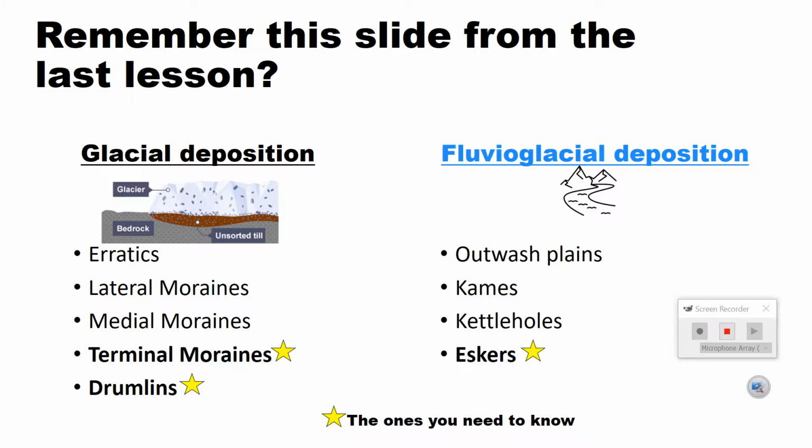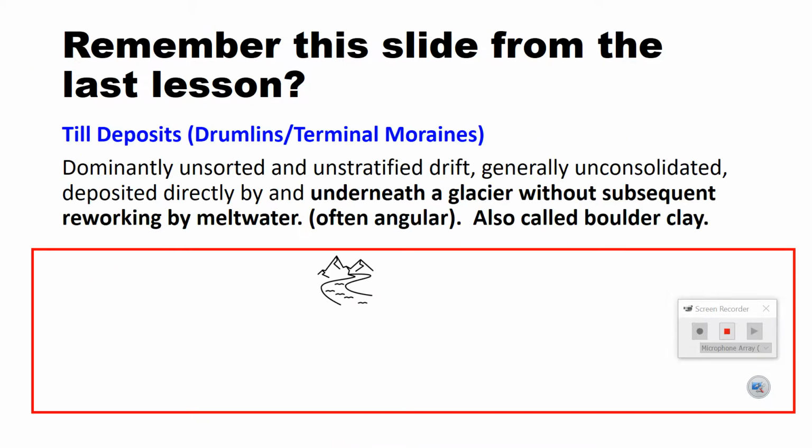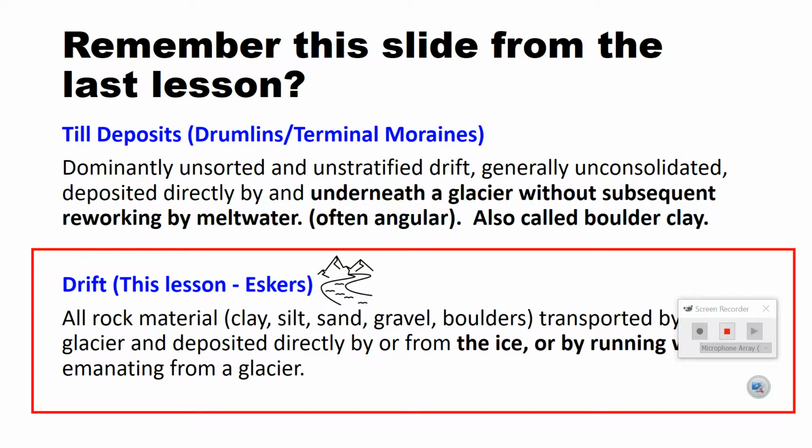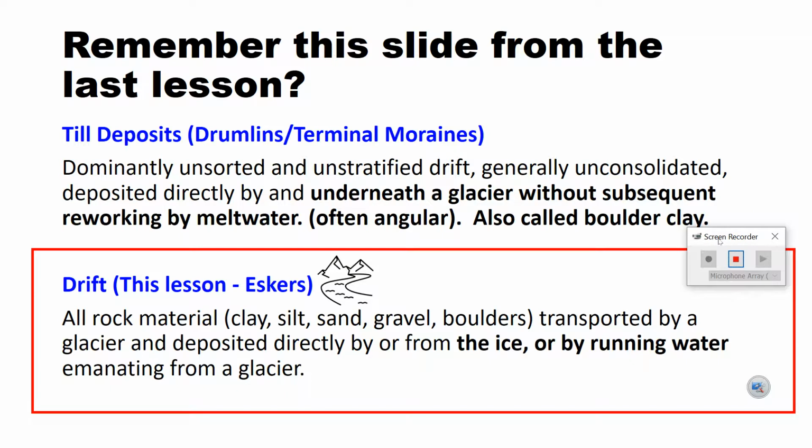Today's feature is formed by meltwater in the glacier, and the glacier as well, creating the shape. So it's the river or the water in the glacier and the glacier that help form the esker, which is different to the terminal moraine, and the sediment dropped is different in size and shape. Drift is what we're looking at in this lesson. Till is unsorted material, but drift is very sorted. Quite often it can be in layers, and it's transported by the glacier and deposited directly from the ice or by the running water emanating from the glacier, and that just means coming from the glacier.